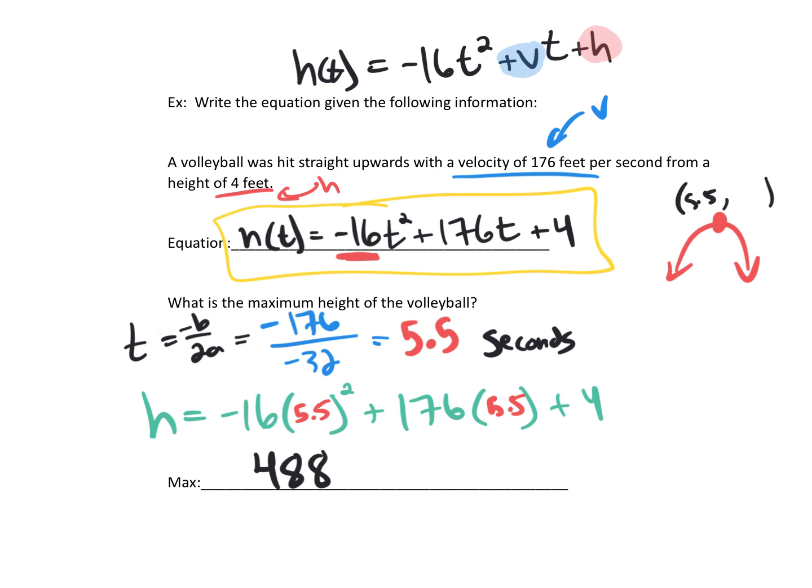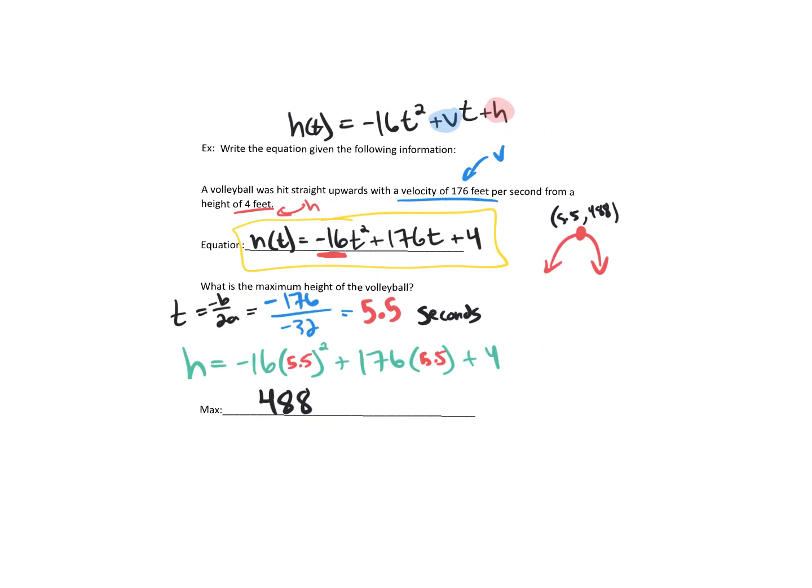Once I type that into my calculator, I come up with our maximum height, which ends up being 488 feet. Height in this case, at least in projectile problems, is the y variable. So here at the vertex, we can see that at 5.5 seconds, the volleyball has reached a height of 488 feet, and then it'll start coming downwards from there. So let's take a look at another problem. Flipping the page.